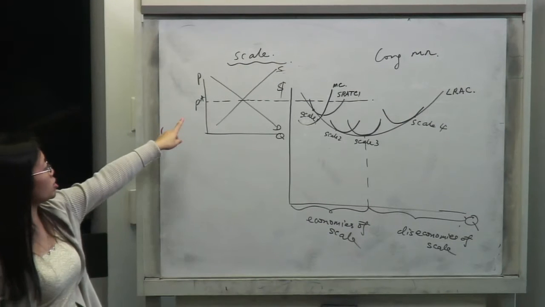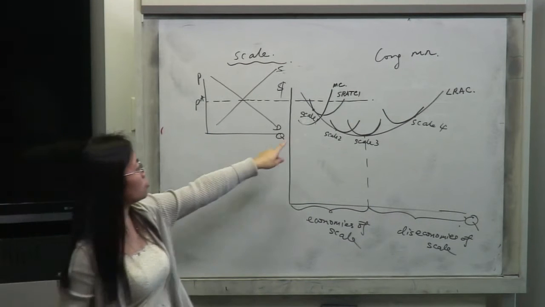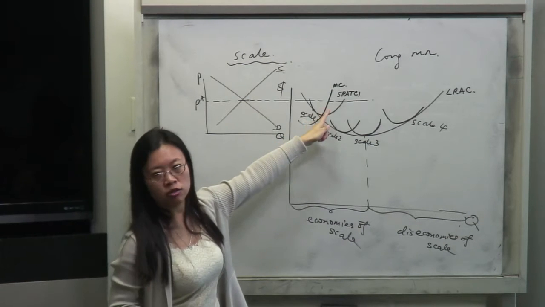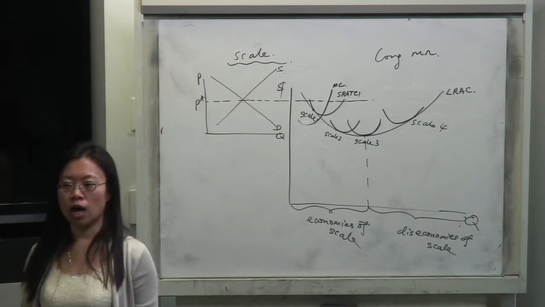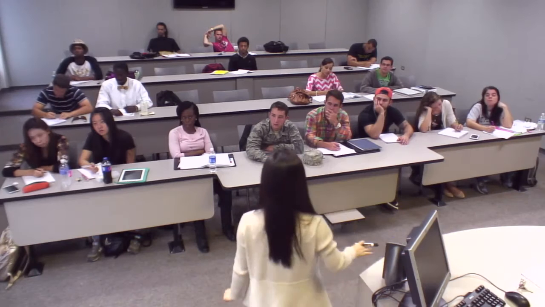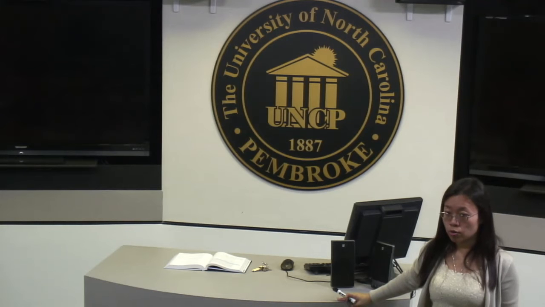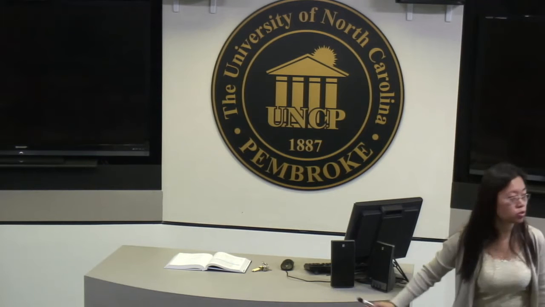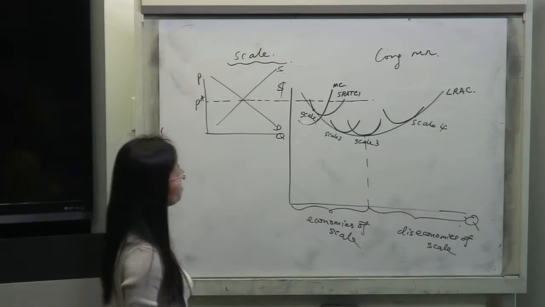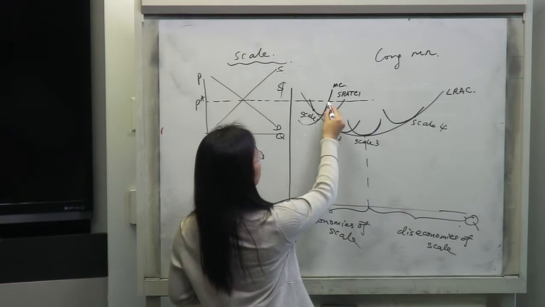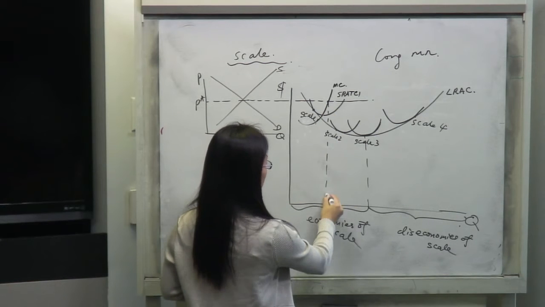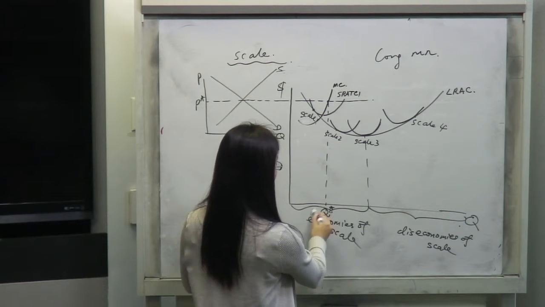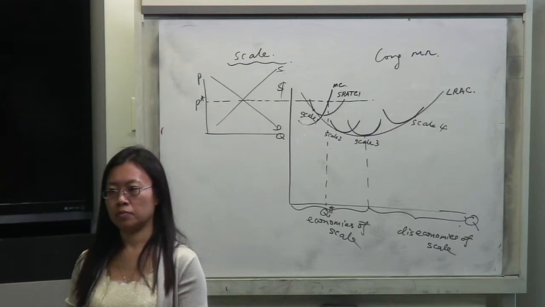Can you tell me, at this market price, if the firm is at scale 1, is this firm making a positive economic profit? Yes. It is above the lowest point of short-run average total cost, right? So it's making positive economic profit, and the firm is going to produce Q1, to produce this much, right?